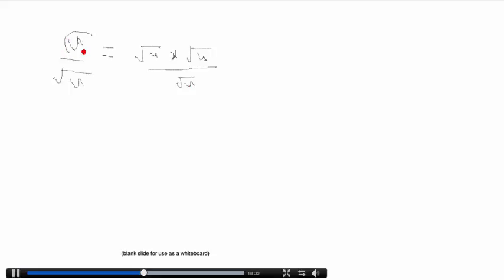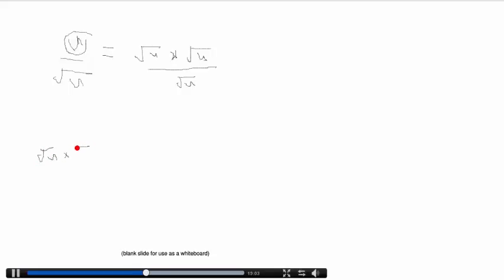This u can be written as root u times root u. This is not a theorem, but basically a simple trick, like having a common denominator, a common numerator. So in this case you can see it's root u times root u. Let's explain this with an example.